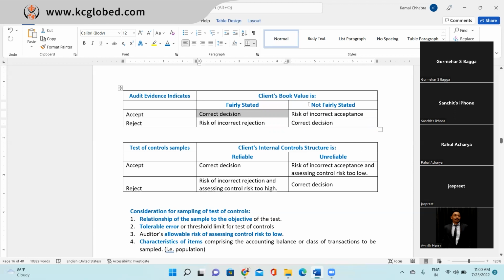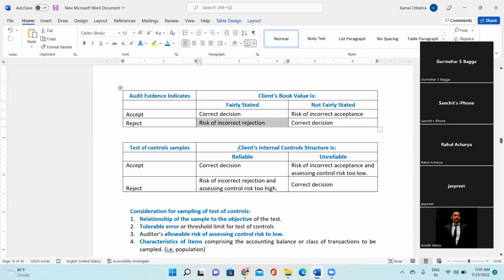But if the situation is that in the client books it is not fairly stated, that means out of those 975 there are mistakes, but in the 25 samples which you have selected there was no mistake, then there is a risk of incorrect acceptance. Same way, the other way, when you have selected 25 samples and you have noticed 5 or 6 are wrong, that means you are rejecting, your conclusion is not relying, whereas the 975 are fairly stated, that means your risk is incorrect rejection.